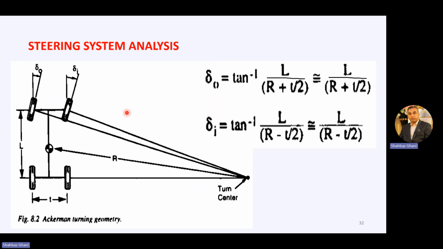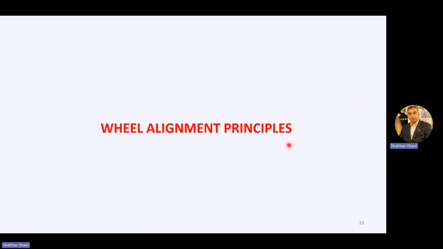And then, while turning, the inner wheel, on whichever side we are turning, has to turn more as compared to the outer wheel, which has to turn at a lesser angle. So this is the formula which we have studied.